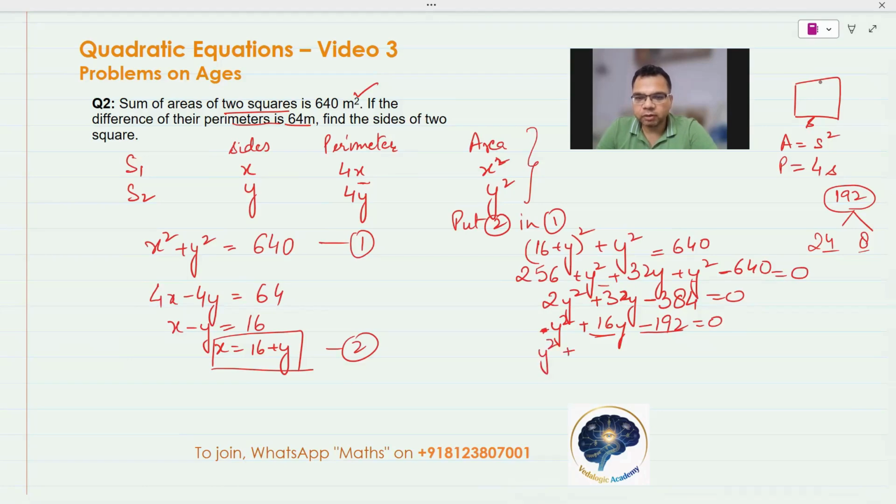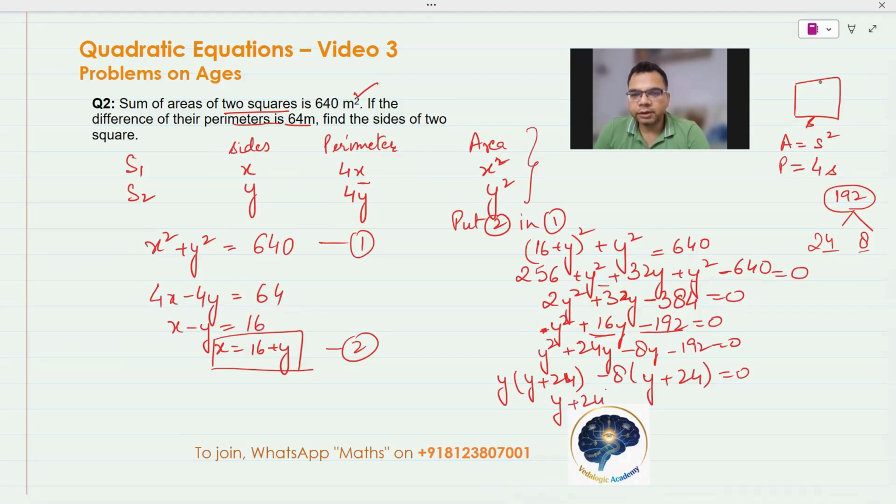So I'll say y square plus 24y minus 8y minus 192 equals 0. So if I take y common, it becomes y plus 24, and I'll take minus 8 common, it will remain y plus 24 equals 0. Okay, I hope this is clear till here. So it will be y plus 24 and y minus 8 equals 0.